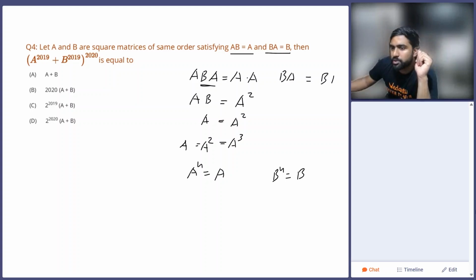I can also show it to you quickly. If you multiply B on both the sides of AB equals A, you have BA equals B square, which gives you B equals B square.